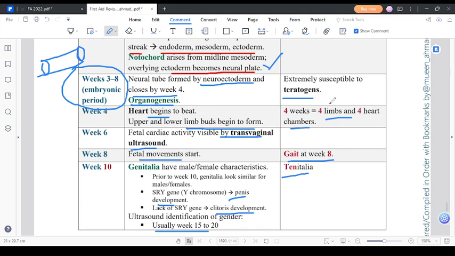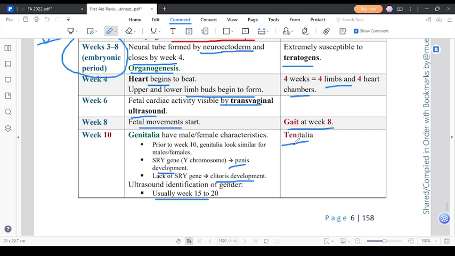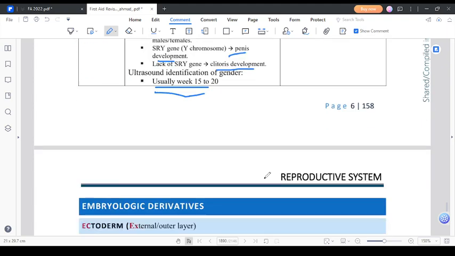In week 4, the limb buds, like 4 limbs and 4 heart chambers. In week 6, fetal cardiac activity is visible by transvaginal ultrasound. In week 8, fetal movement starts, gait at week 8, and week 10 we have genitalia. So the presence of SRY will cause the formation of penis, and the absence of SRY will lead to the formation of clitoris, and ultrasound identification of the gender can usually be done at week 15 to 20.